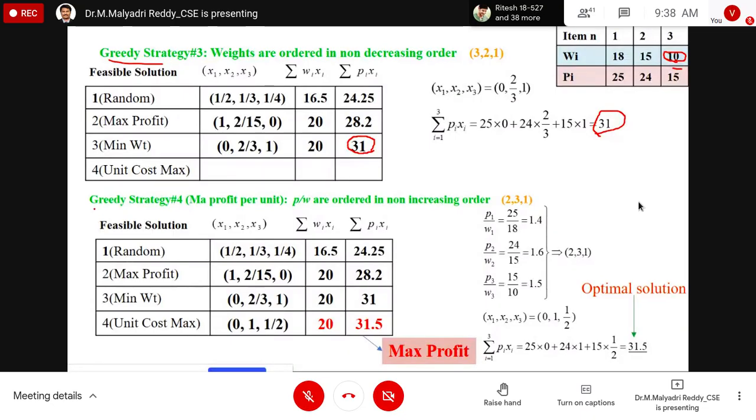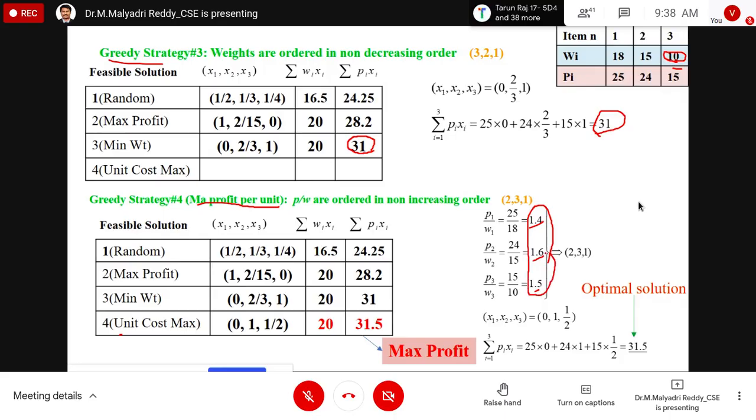Next one is the maximum profit per unit. Here the unit value is calculated like this: P1 by W1 for the first object is 1.4. It means 25 by 18. P1 is 25, W1 is 18. P1 by W1 is 1.4. P2 by W2 is 1.6. P3 by W3 is 1. Here I got the unit cost vector.